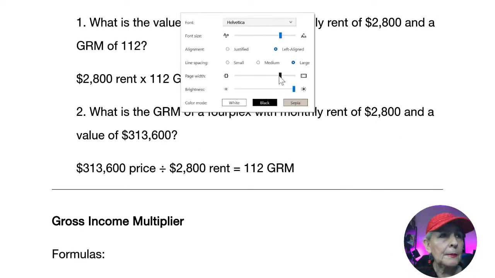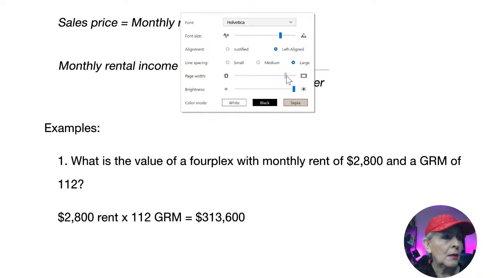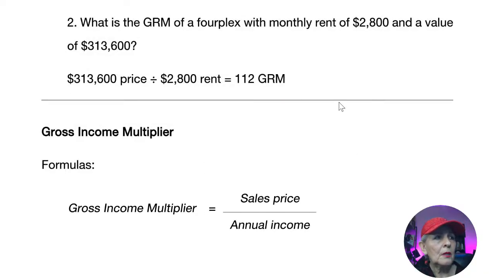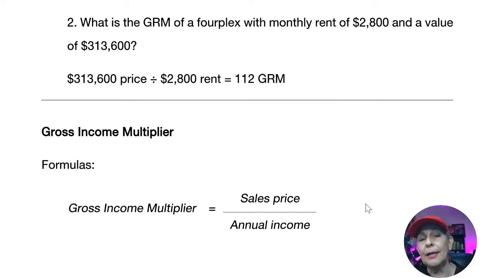So the gross income multiplier formula, GIM, is different from the GRM. It equals sales price divided by annual income. So now they're not looking at the monthly rent income. They're looking at the gross for the whole year.